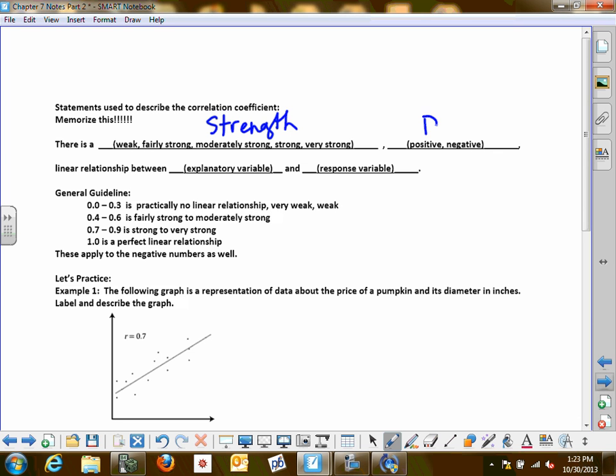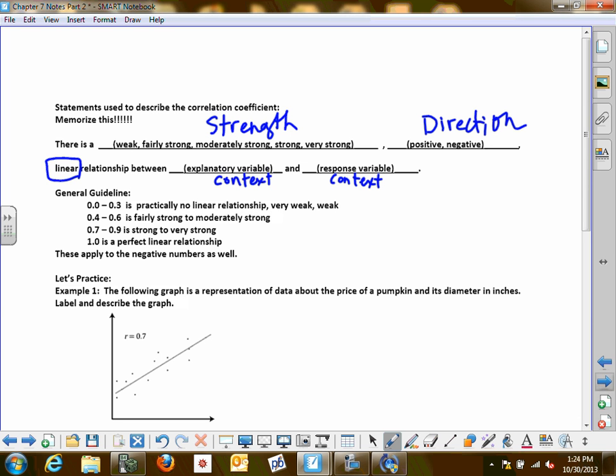You would tell the direction. That's the positive or the negative. Okay? You need to make sure that you include this linear relationship between, and then in context, you need to put your variables. Okay? So make sure that you are including your context on those variables. All right, and we're going to practice that here in just a second.